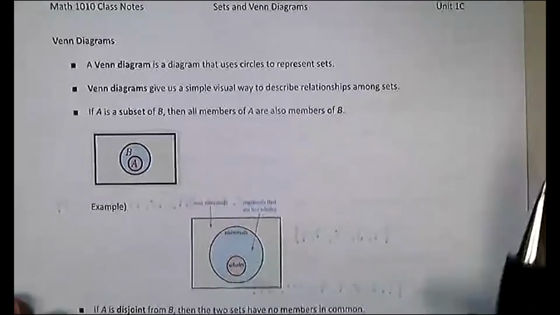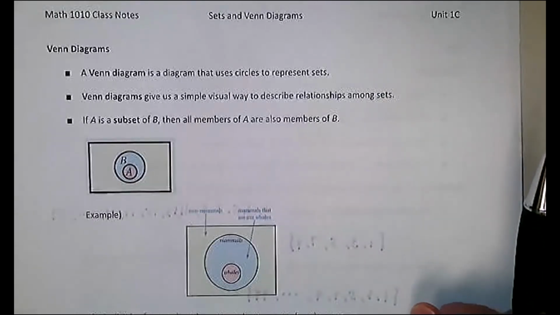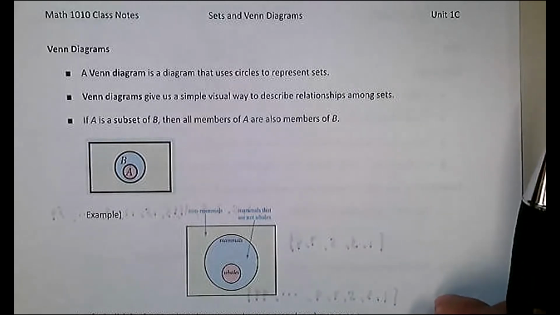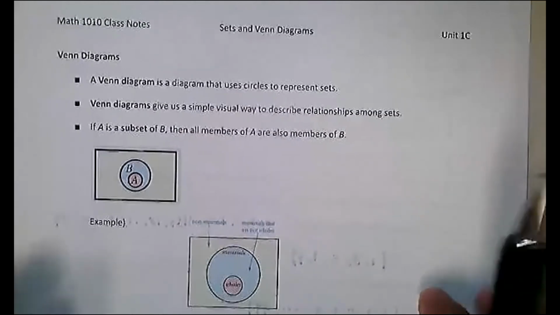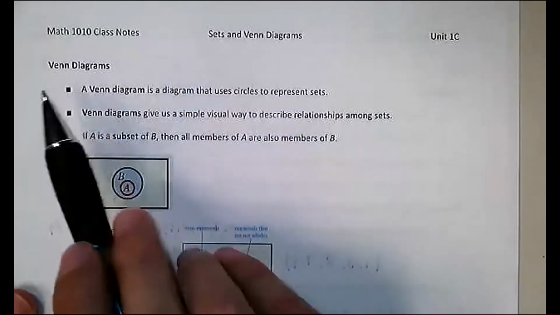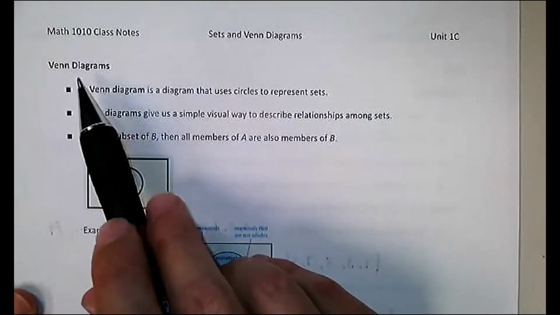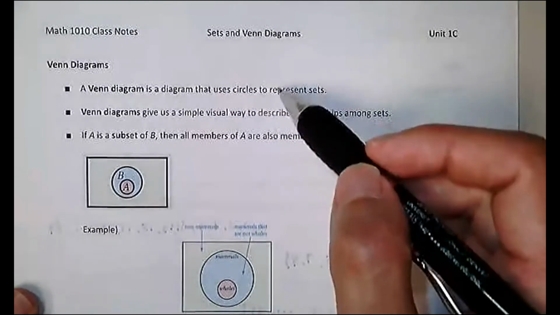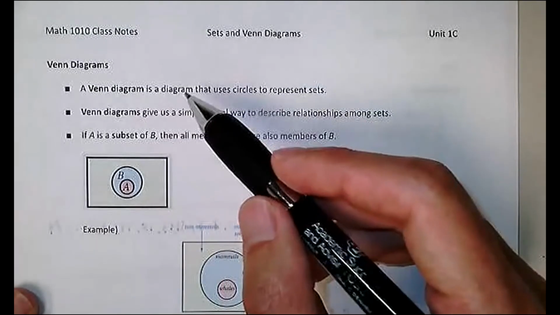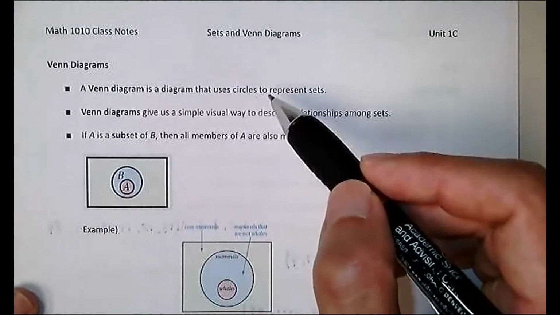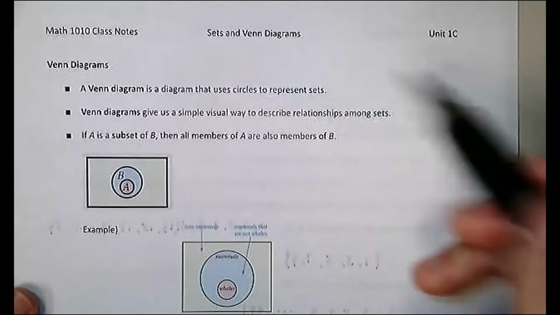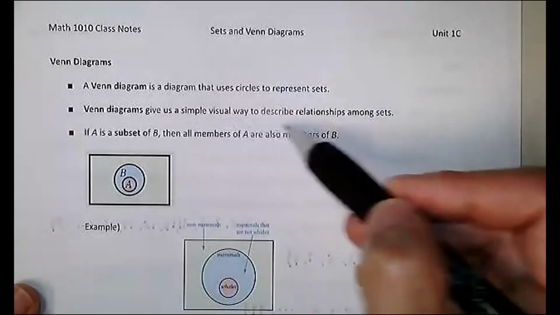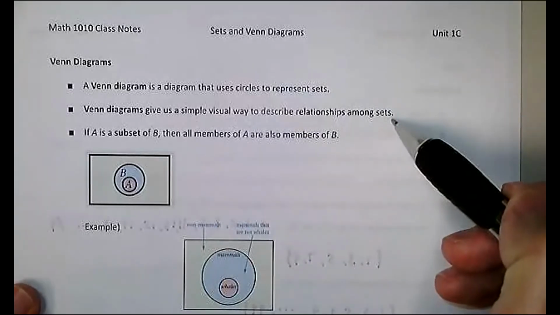After we finish all the wording problems, now here comes a little bit of artistic painting problems in our lecture notes. We're going to learn Venn diagrams. Again, those are definitions. A Venn diagram is just a diagram that uses circles to represent sets. The Venn diagram gives a simple visual way to describe relationships among sets.